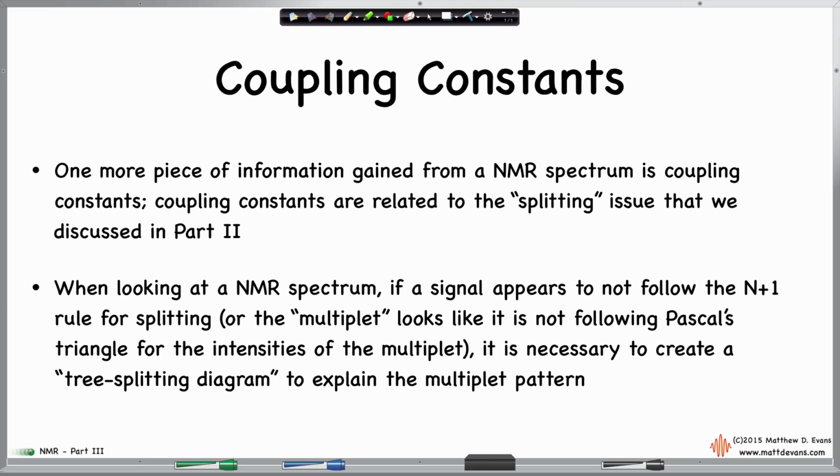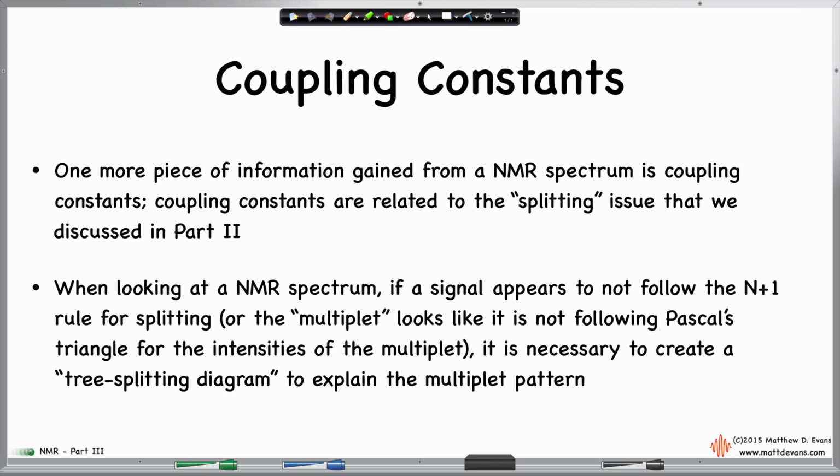The problem, of course, there's always problems, is that not every single signal obeys the N+1 rule. Whenever, and I mean whenever, you see a signal that doesn't quite look like a traditional N+1 pattern, like a quartet or triplet, something's amiss. In other words, the intensities of the quartet or the triplet don't follow Pascal's triangle. It's probably a complex splitting pattern, and that's why we need to talk about these tree splitting diagrams.